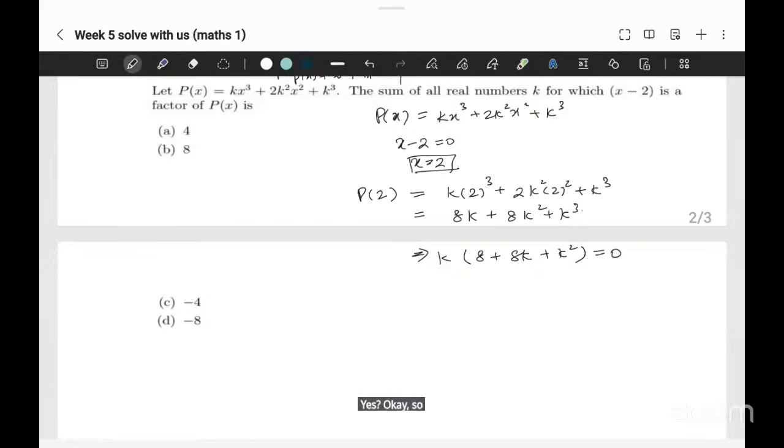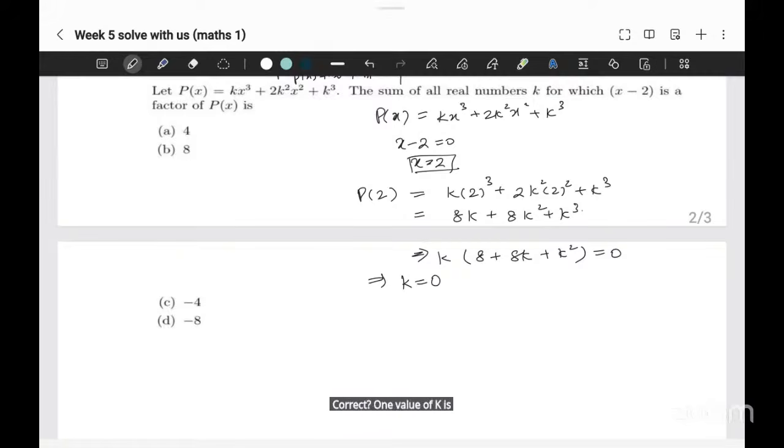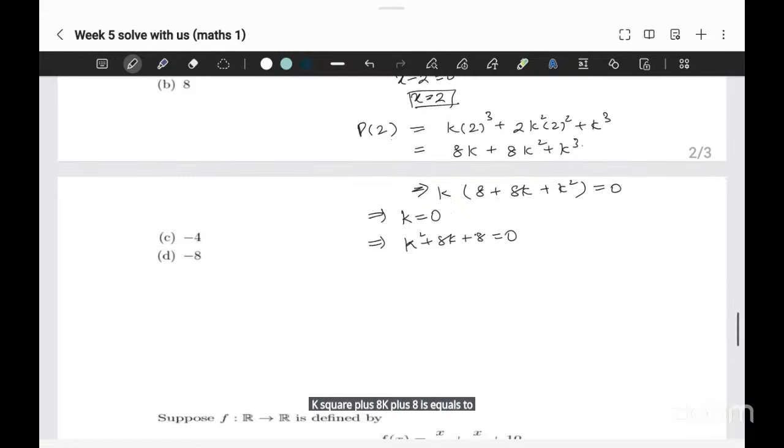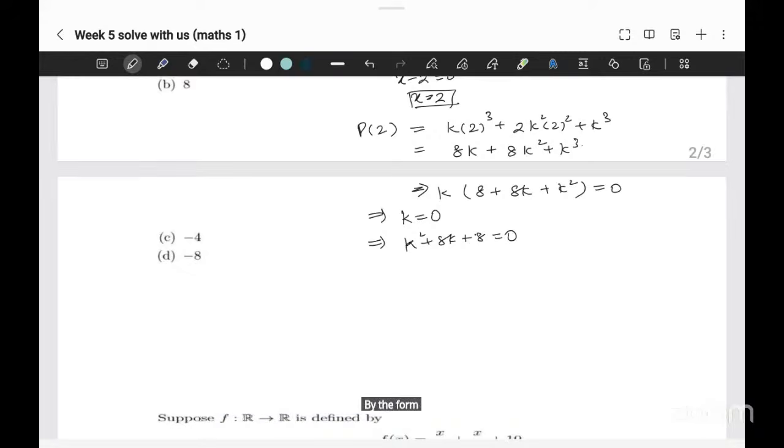So according to the question, what we need to find is the sum of all the real numbers k. What is k? k is this part, of which I have to find the roots, right? So one root is 0. Correct? One value of k is 0. What is the other part? k square plus 8k plus 8 is equal to 0. Now I have to find the value of k. How will I find it? By the quadratic formula? Yes or no? Okay.